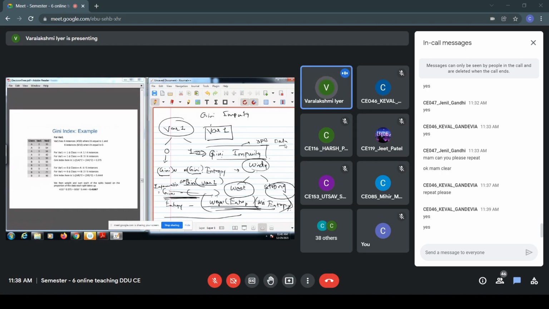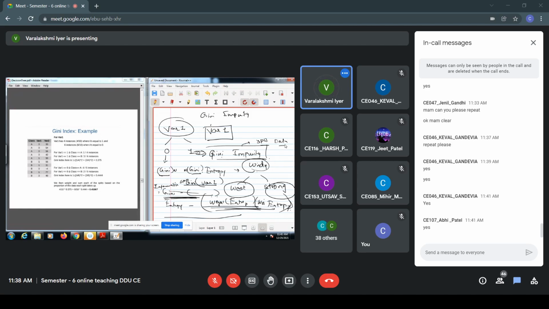Is everyone clear with this? Yes. Okay. All right. What about others? Okay, still if it is not clear, we'll repeat this particular point in the next lecture also. But this is the main difference.